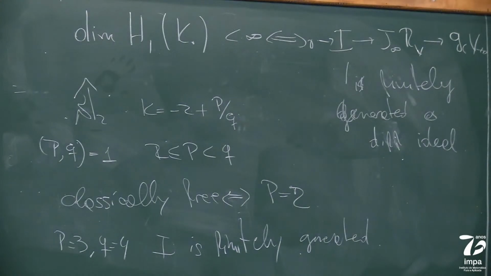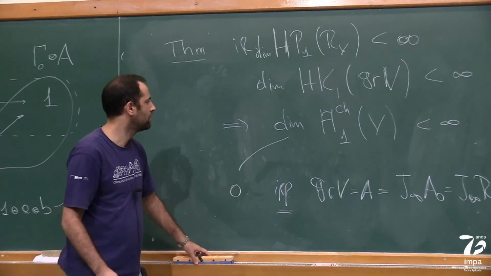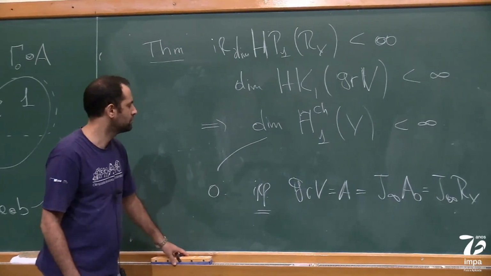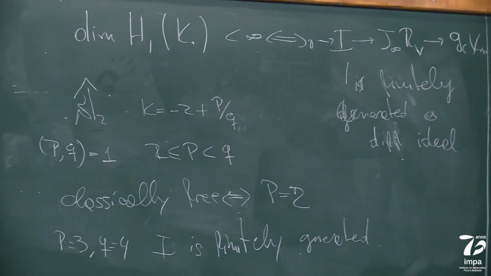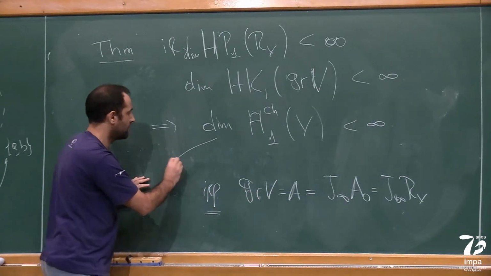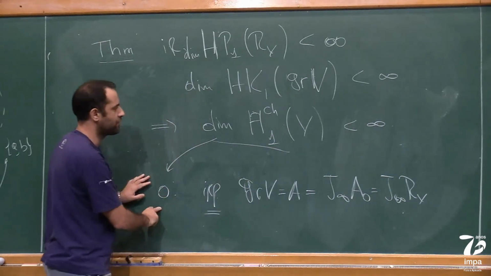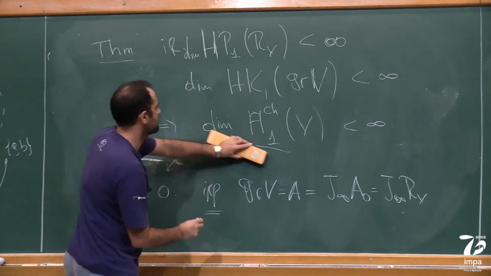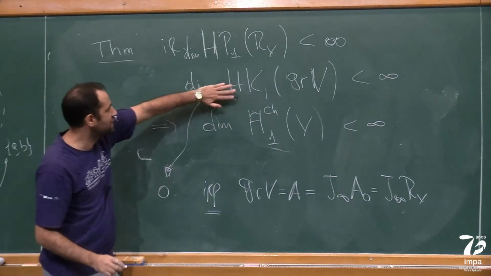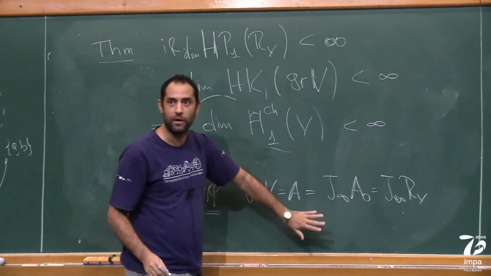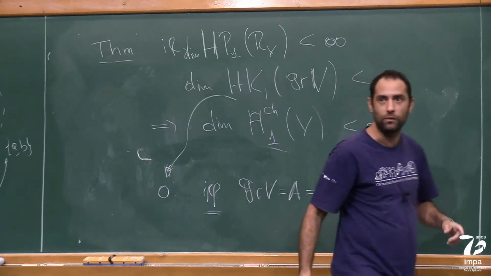Sorry? On this? Oh no, so this is 0 if and only if this happens. So the dimension of this space is 0. Oh no, I'm sorry, yeah, so this is 0 if and only if. Yeah, so this thing here is 0 if and only if this happens. No, this I have no clue.